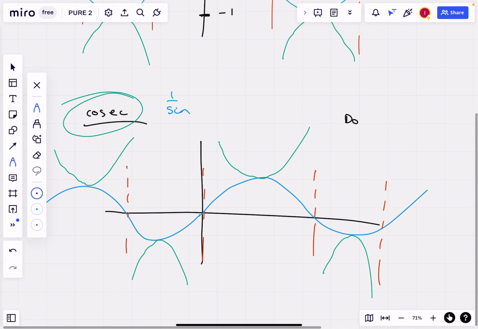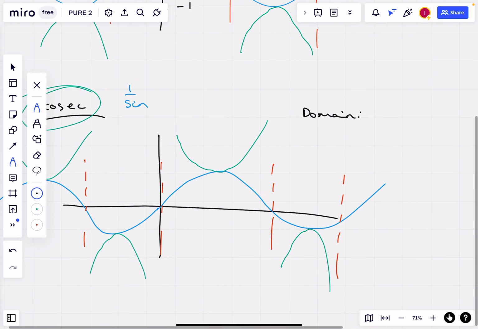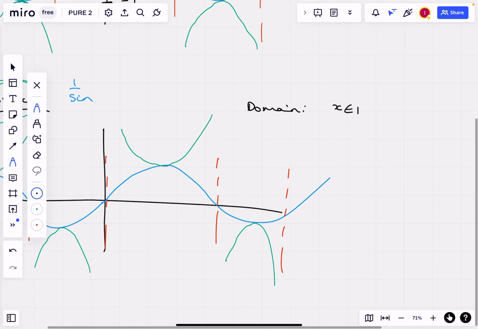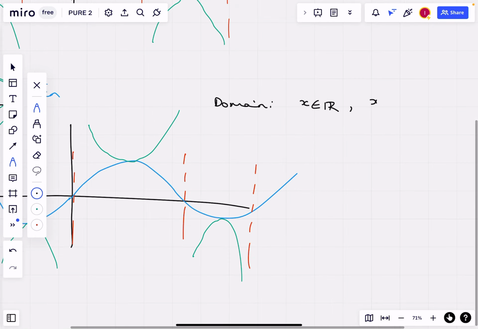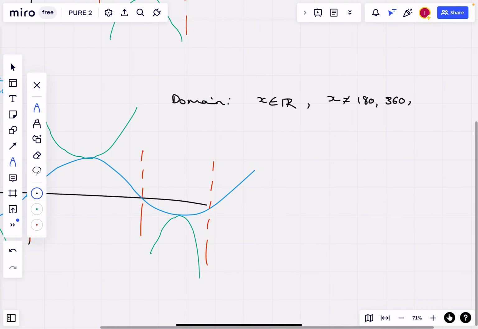Domain, again, is any real number. However, it can't be 180, can't be 360, can't be 0 either. And the range is exactly the same. So greater than 1, less than minus 1. You need to know the domain in radians as well. So make sure you can do the conversion.